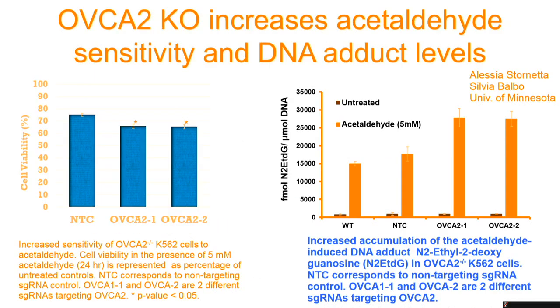And I'll just give you a little taste of the data that we've just recently done in a collaboration with Alicia Stornetta and Silvia Balbo, is that if you knock this out, and we did this in an individual knockout, we actually affect the amount of acetaldehyde adducts that are present in the DNA. So in the absence of this gene, the number of adducts increases in the DNA of the exposed cell, suggesting that this gene plays some role, which we don't know yet, in the removal of acetaldehyde adducts from the cell.